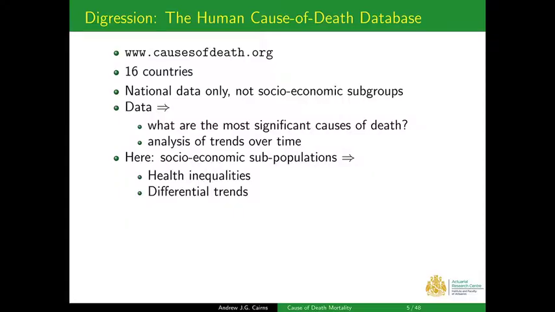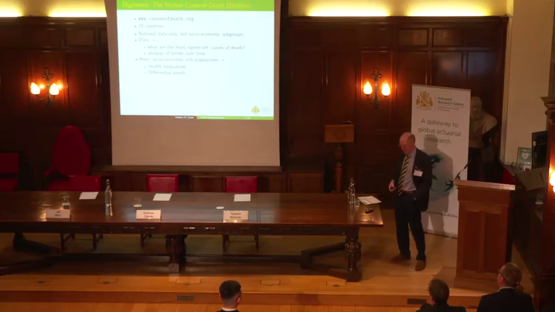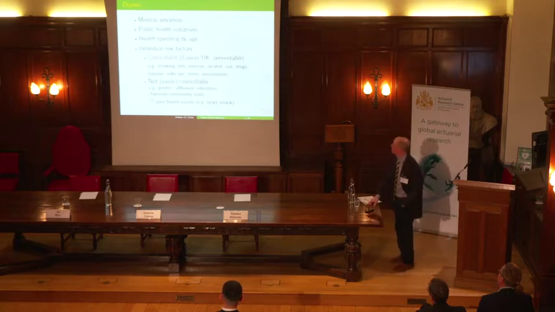So from the data point of view, what we're thinking about is what are the most common or significant causes of death, and what are the trends over time. That's the key thing. And what we're going to focus on here are the socioeconomic subpopulations, and then think about health inequalities, and maybe the differential trends for subpopulations.